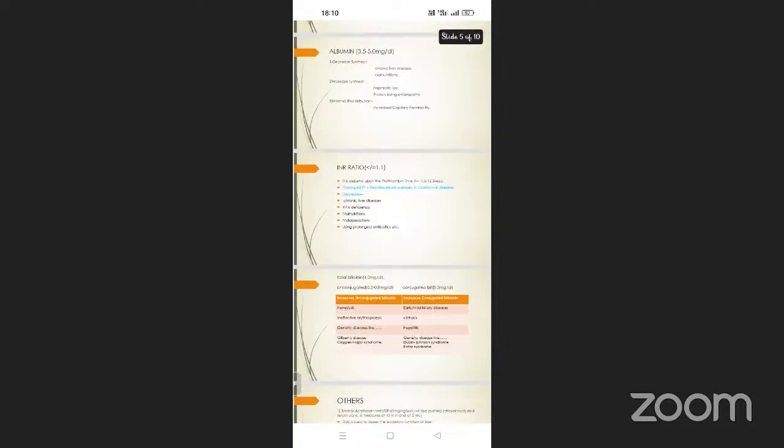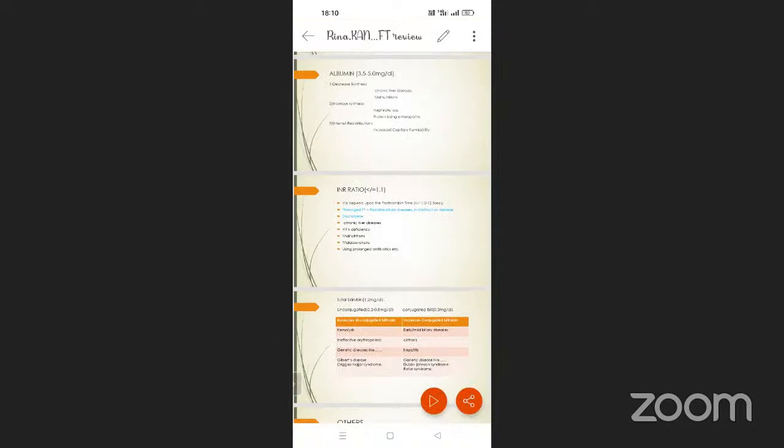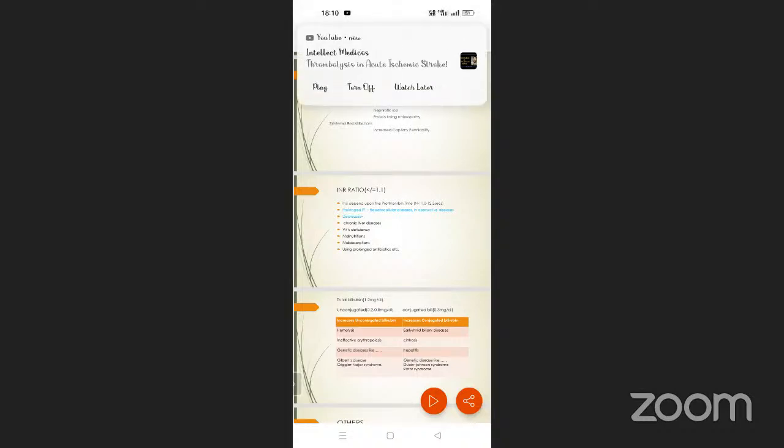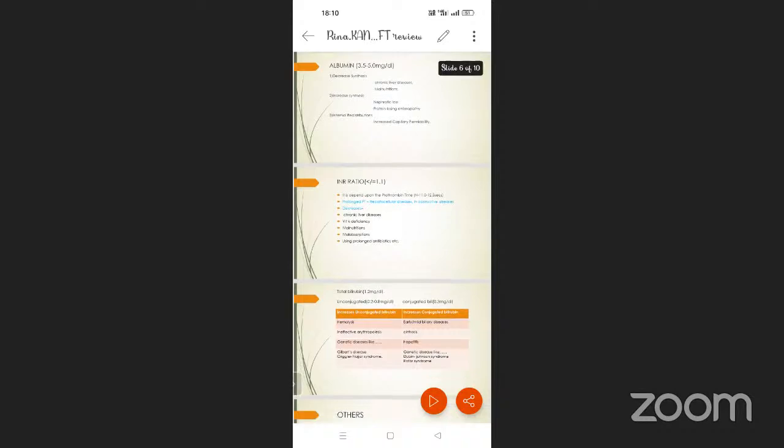Now, the INR, that is the international normalized ratio, ranges from less than or equal to 1.1. It depends upon the prothrombin time, whose normal range is 11 to 12.5 seconds. Prolonged PT is seen in hepatocellular diseases, also in obstructive diseases like biliary disease. Also in chronic liver diseases, vitamin K deficiency, malnutrition, malabsorption, and prolonged antibiotic use.